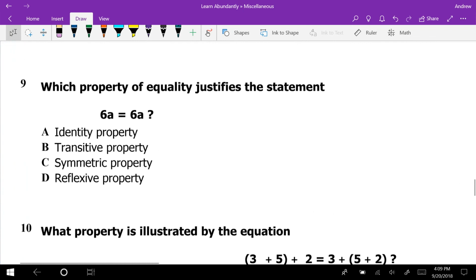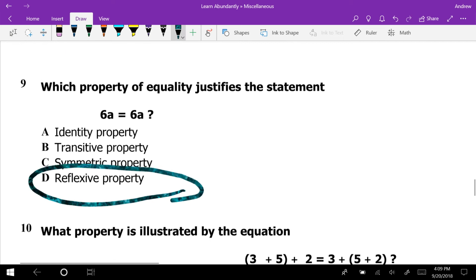Number 9, 6a equals 6a is the reflexive. The identity property, that's cheating. That one actually doesn't exist. It would have to say the identity property of multiplication or the identity property of addition, but the identity property alone is not a thing.